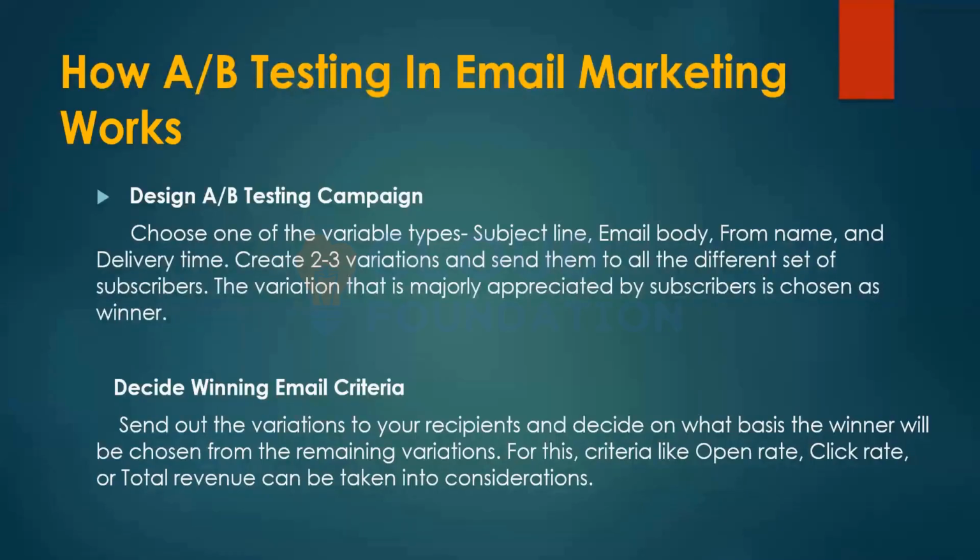The variation generally appreciated by subscribers is chosen as the winner in every test. Deciding the winning email criteria: in email marketing, you send out the variations to your subscribers on a test basis, and the winner can be chosen from the remaining variations. Open rate, click rate and total revenue can be taken into consideration. Please note down these topics.